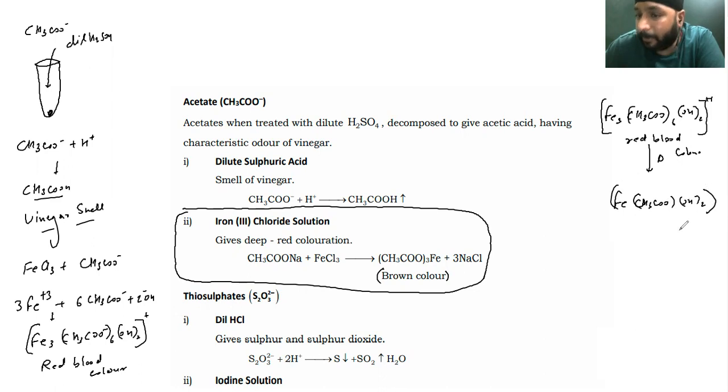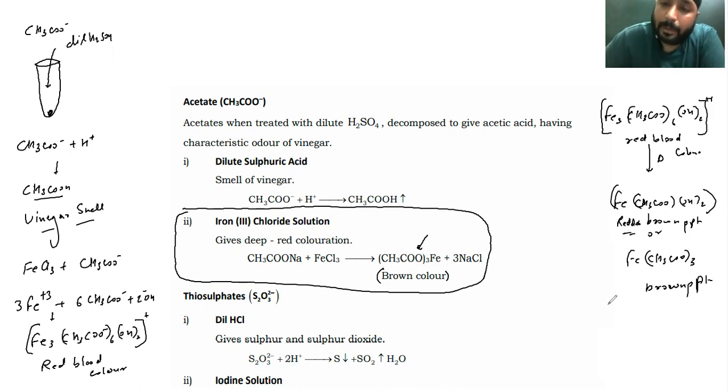Either this might be given to you, or Fe(CH3COO) whole thrice, which is this molecule, is given to you. Both are correct, right? Both will form brown PPT. So you will be getting a reddish brown PPT. Understood, I'll be getting a reddish brown precipitate with acetate. So this is a confirmatory test for acetate, right?